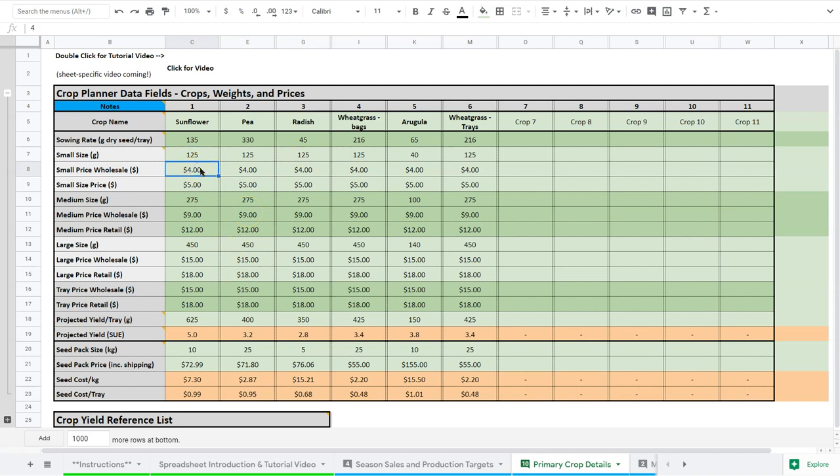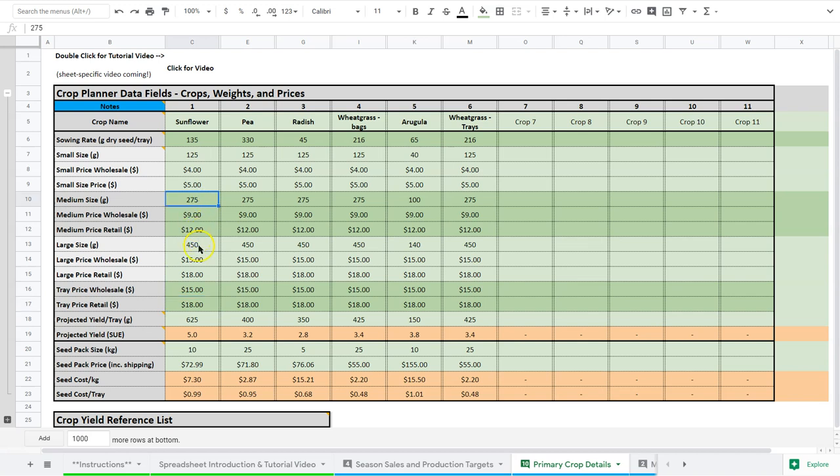There's two pricing options for you here. One is your wholesale price, and one is what I just call your small size price or your retail price. So your wholesale price might be what you sell to a grocer, and this price might be what you sell at your farmer's market or something. These you can change to whatever pricing works for you. So we've got that for small, medium, and large here. Then we have tray prices by wholesale and retail as well. So that's all pricing and sizes.